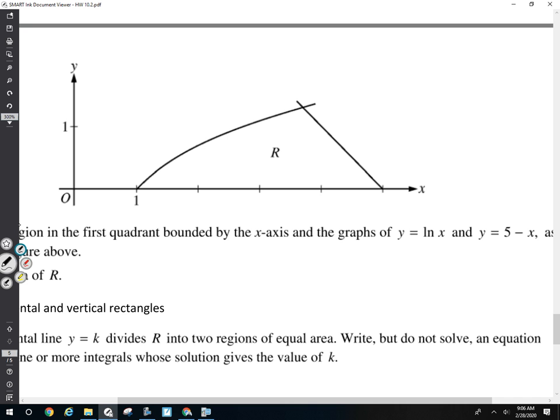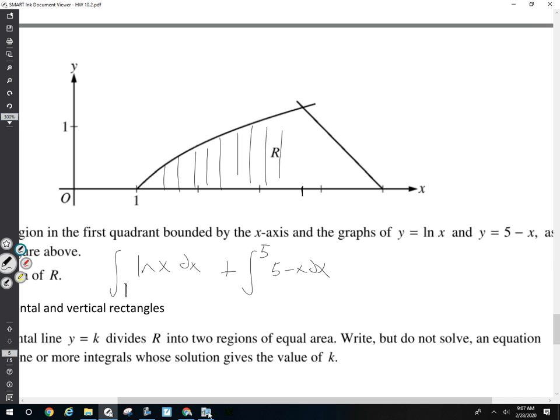Okay, well, the issue is this intersection. I don't know where it is. So if I'm using vertical rectangles, let's just think about that first. I'm going to have two integrals. One from 1, I can see that, to whatever this value is, of my top, that's my log function. And I'm going to have to add from whatever this intersection is to what looks like 5, because 5 minus 5 is 0, of the 5 minus x.